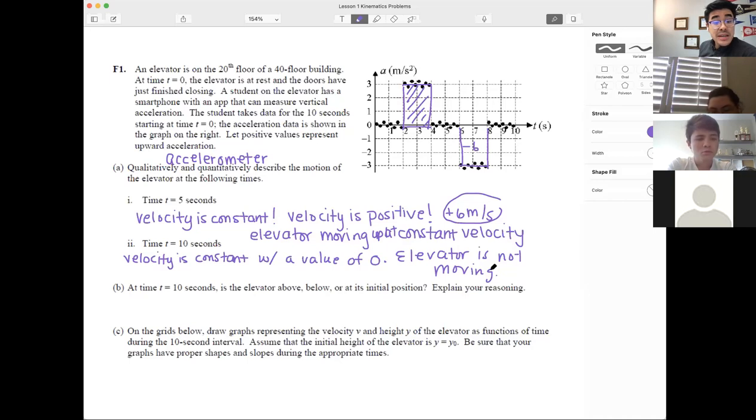So at time t equals 10 seconds, is the elevator above, below, or at its initial position? Now it's kind of asking for some sort of position, right? What do you think? At the initial position? Anybody else? Bronson says at.